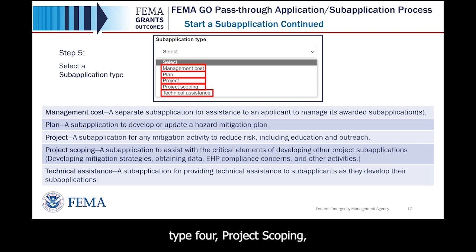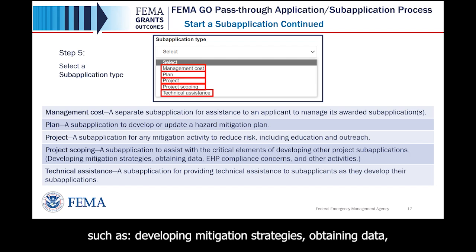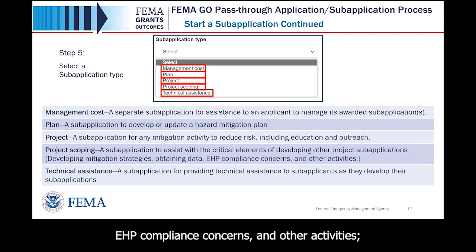Type 4, Project Scoping. A sub-application to assist with the critical elements of developing other project sub-applications, such as developing mitigation strategies, obtaining data, EHP compliance concerns, and other activities. Type 5, technical assistance, a sub-application for providing technical assistance to sub-applicants as they develop their sub-applications.